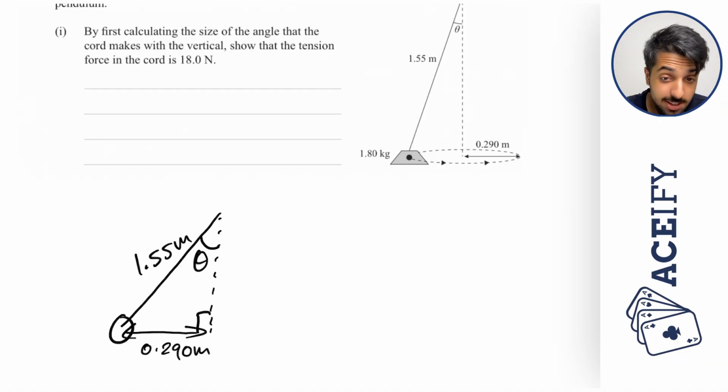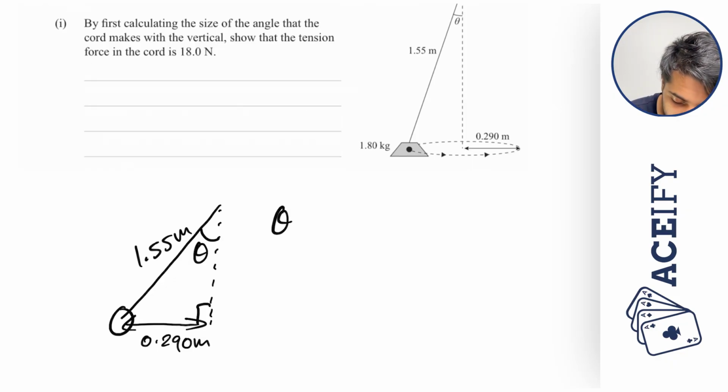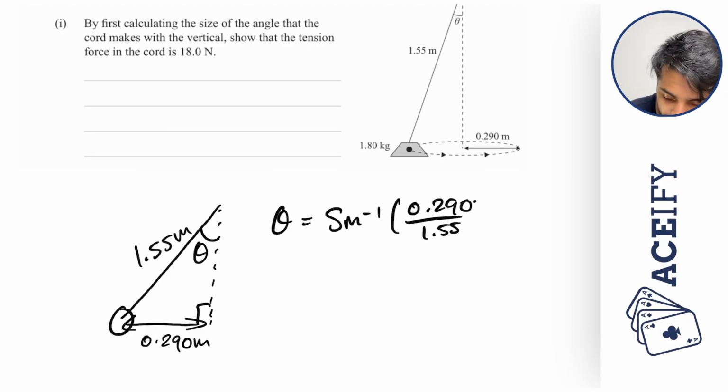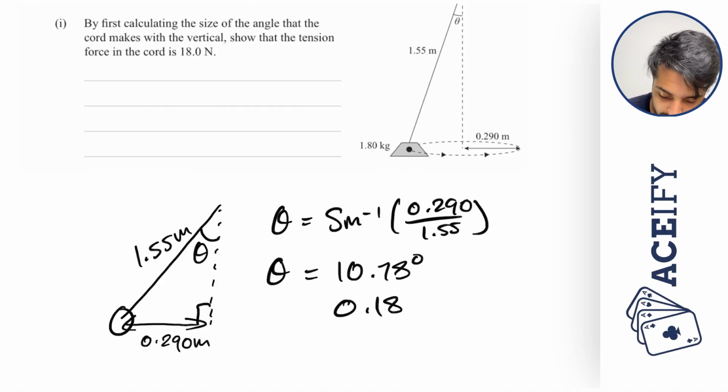Okay, so because that is a right angle and we have two sides that we know of, we can find the angle theta. So we have the hypotenuse and the opposite side, so we can use our sine relationship. So our theta is equal to the inverse sine of 0.290 all over 1.55, and therefore our theta is equal to 10.78 degrees. And this is also equal to 0.188 radians.